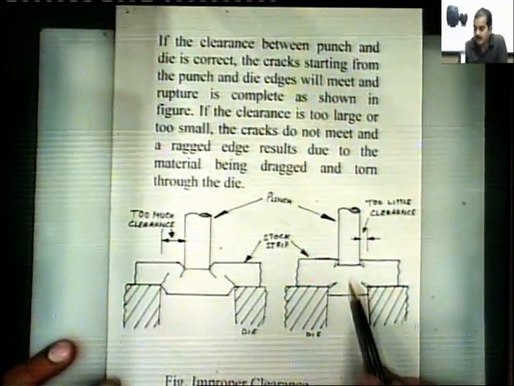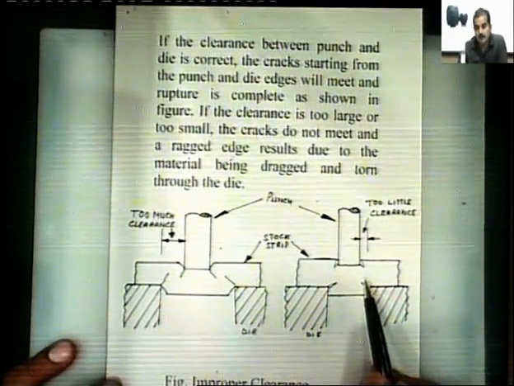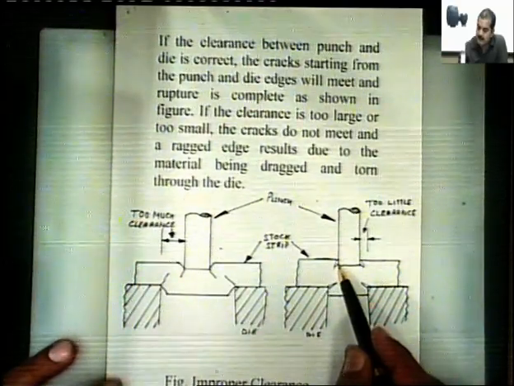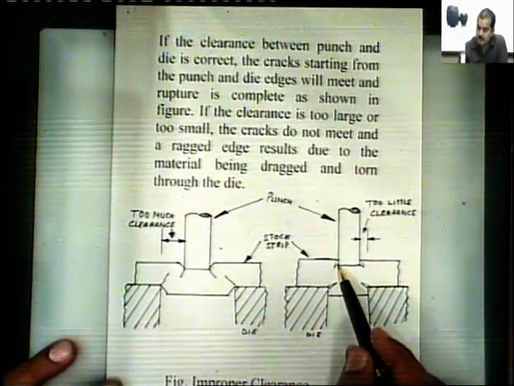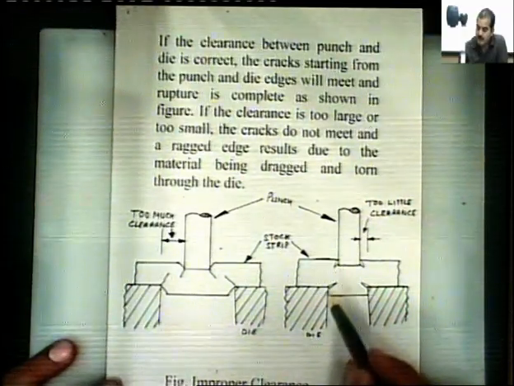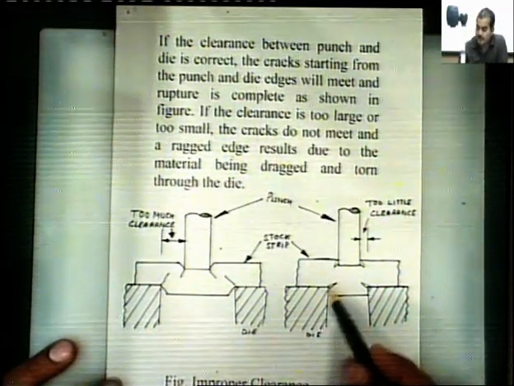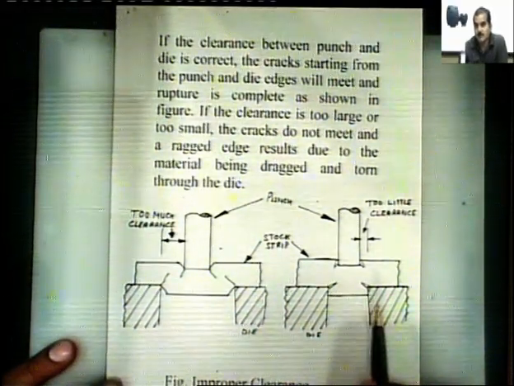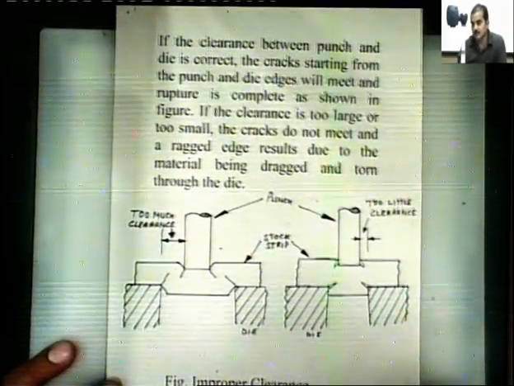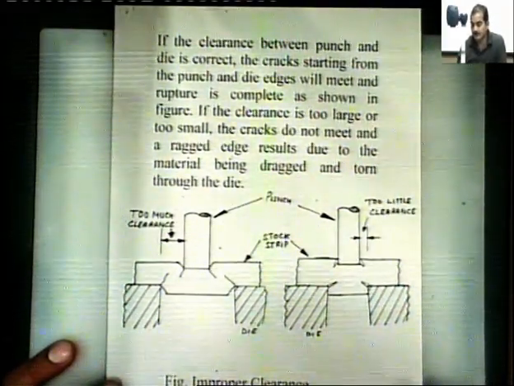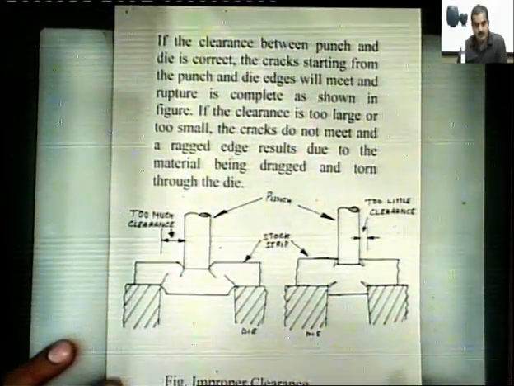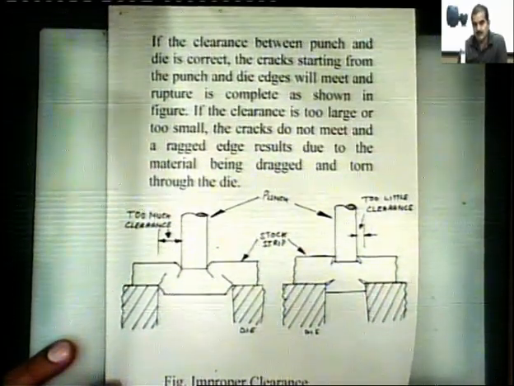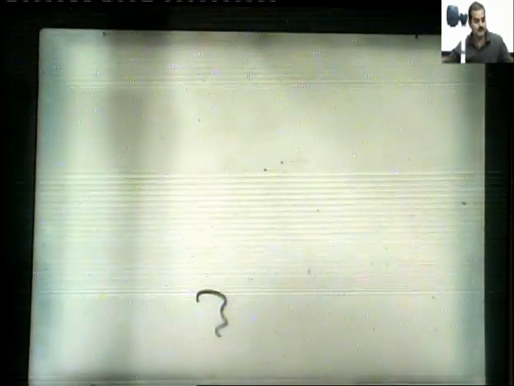Similarly, if the clearance is too small, a fracture starting at the edge of the punch may not meet with the fracture starting from the cutting edge. So, again there will be no rupture or fracture, only the metal will be ragged. So, in this case clearance is very important. It should be correct.